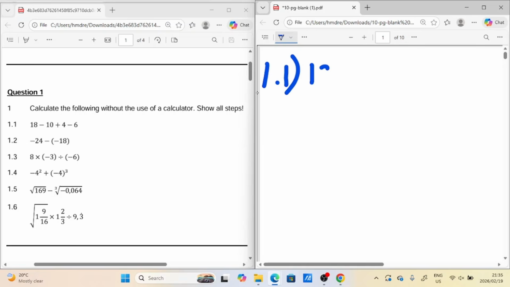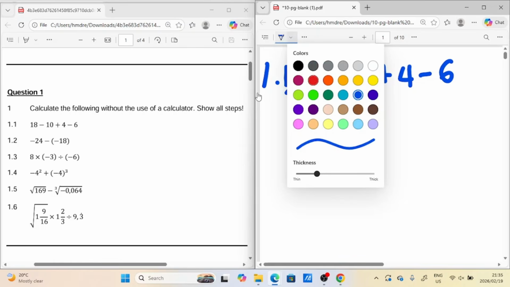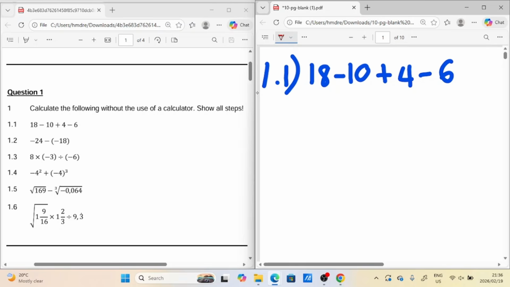We've got 18, take away 10, add 4, minus 6. This is a straightforward one. You'll find often the first question is quite straightforward. It gets you a bit more confident for the rest of the paper. So this one, it doesn't matter which order we do it. If you look at BODMAS, addition and subtraction are together at the end. Doesn't matter which order you do it in. All that matters is you get the right sign.